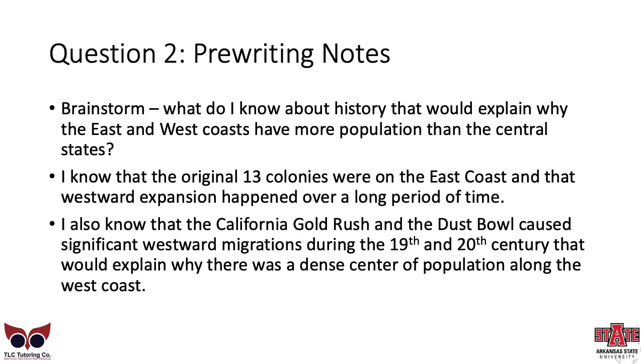Prewriting notes. Brainstorm. What do I know about history that would explain why the east and west coast have more population than the central states? I know that the 13 colonies were on the east coast and that westward expansion happened over a long period of time. I also know that the California Gold Rush and the Dust Bowl caused significant westward migrations during the 19th and 20th century that would explain why there was a dense center of population along the west coast.